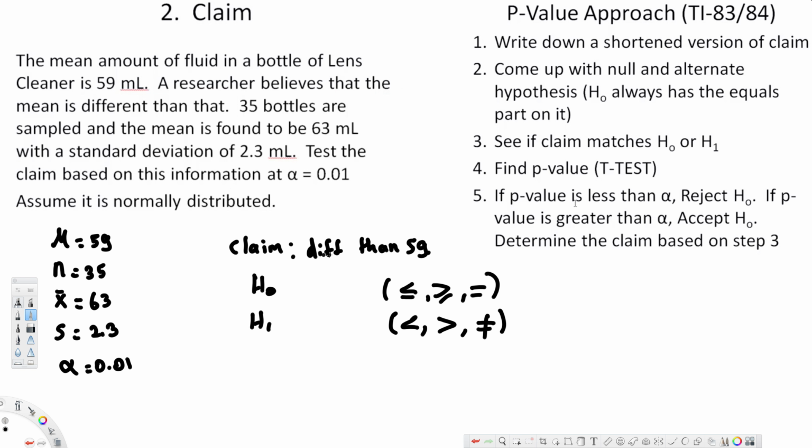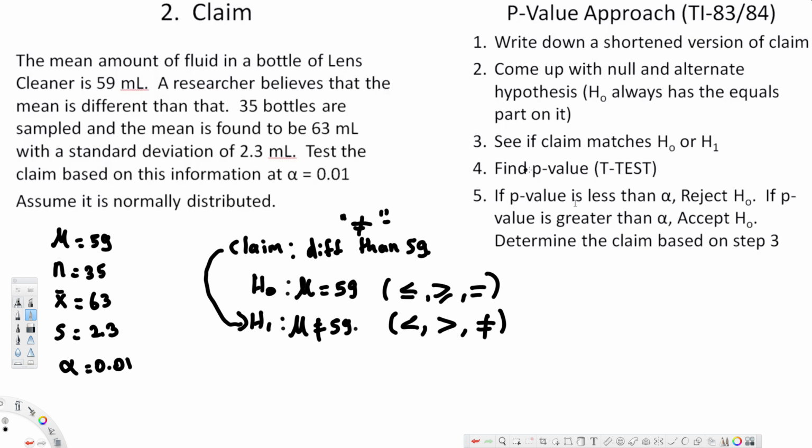According to our claim, different than 59 means not equal to 59, right? This one matches with the alternate hypothesis. So mu is not equal to 59, and our claim goes under the alternate hypothesis. The alternate hypothesis and null hypothesis act in opposite ways. If this is not equal, this is going to be equal. If it's greater, this is going to be less than or equal, and it goes like that. Since we are getting not equal, the null hypothesis is going to be mu equal to 59.